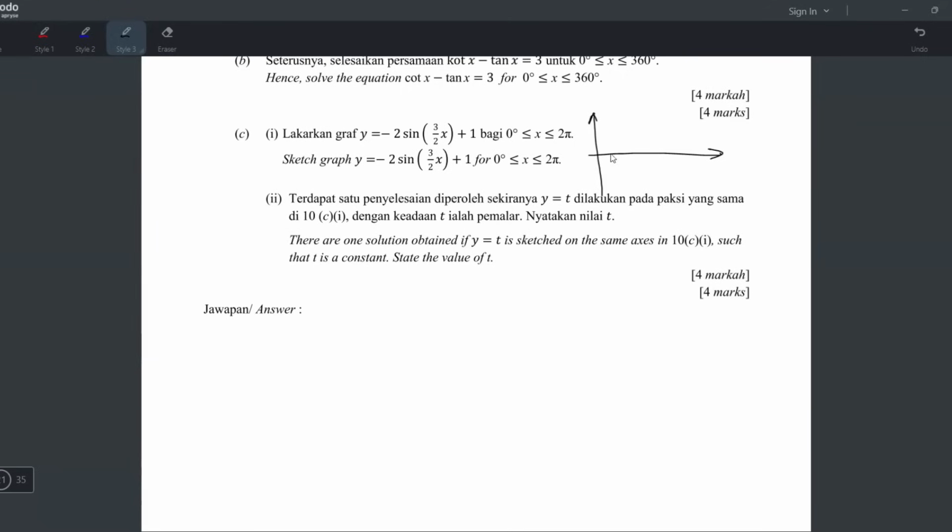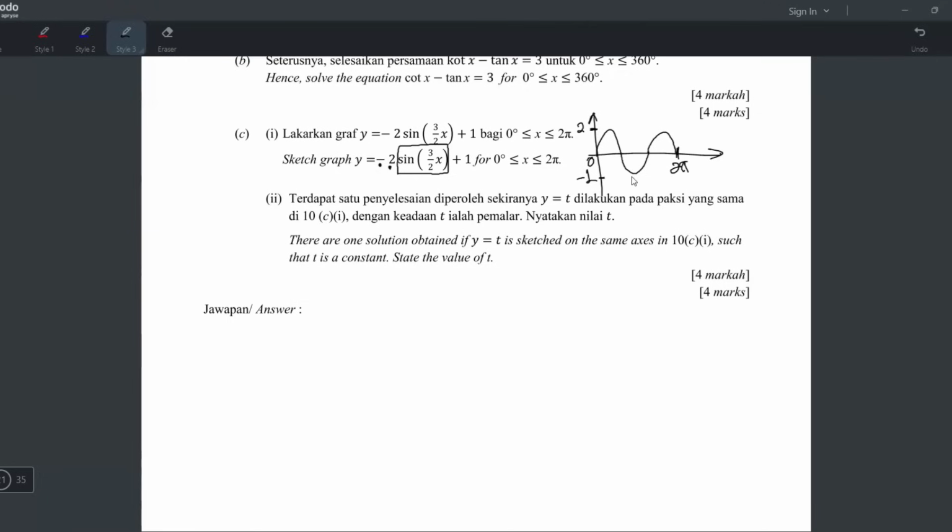Let's find out what the shape will look like first. The first thing we look at is the sine 3 over 2x. 3 over 2 is 1.5. So what does it mean? It means you have to draw a 1.5 sine graph. One sine graph looks like this, but 1.5 will be like this, and this will be 2 pi. And then the next thing you look at is the 2. The 2 here means the highest point will be 2, the lowest point is -2. And the next thing you look at is the negative. This negative here means you have to flip the whole graph.